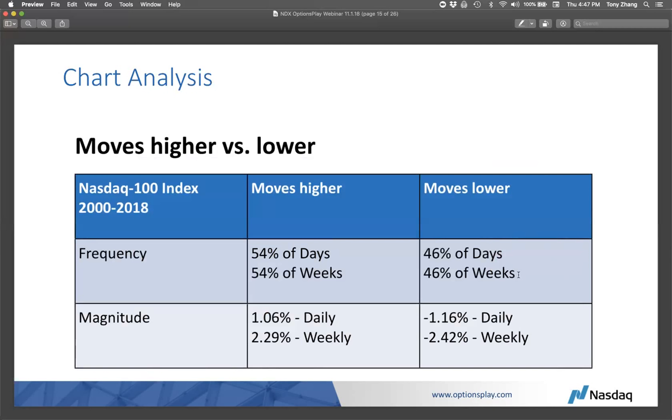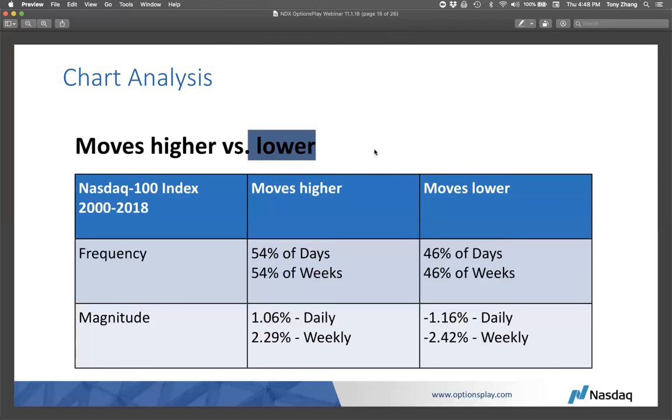But the more important thing that I actually think here is the fact that the average positive move on the index was 1.06% on the daily, 2.2% on the weekly. But as you can see on the down moves, they're bigger: 1.16% on the daily and 2.42% on the weekly. So what this means is that it's more likely that the index will move higher, but on the chances that it does move lower, they tend to move a little faster.